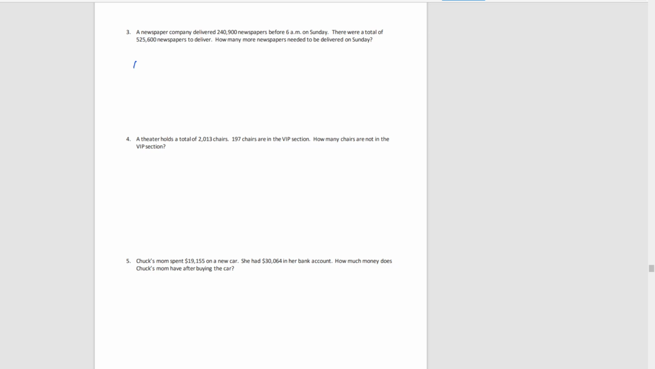All right, so we have a total of the number of newspapers that need to be delivered in a day, and that's 525,600 newspapers. Before 6 a.m., 240,900 papers were delivered, and we want to know how many more still need to be delivered. So that would be our tape diagram. We'd set up our subtraction.